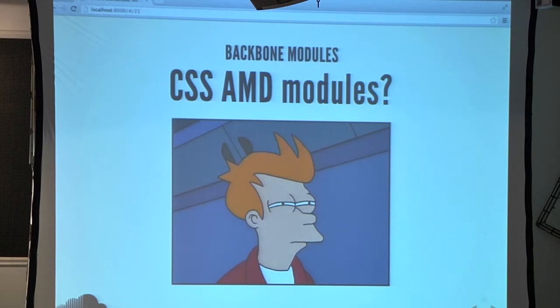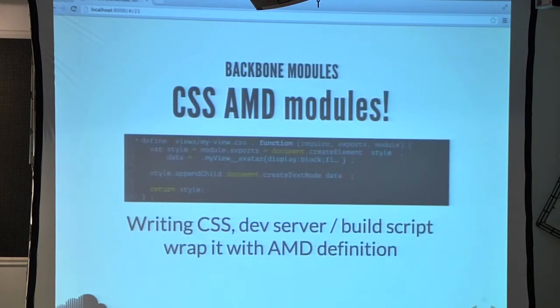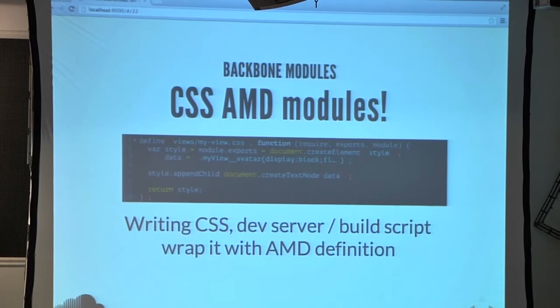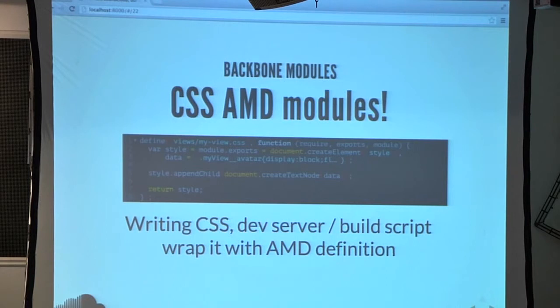What does it mean, CSS AMD module? Here is an example of what it actually means. We are writing CSS, then our development server or our build server, in both cases, is wrapping our CSS with this kind of thing. So what it does is actually just creates a style tag and appends it to the head. So our CSS that we wrote as regular CSS is being minified, being put into such JavaScript definition, and then when the module is loaded, the needed CSS is attached to the head of the current page.